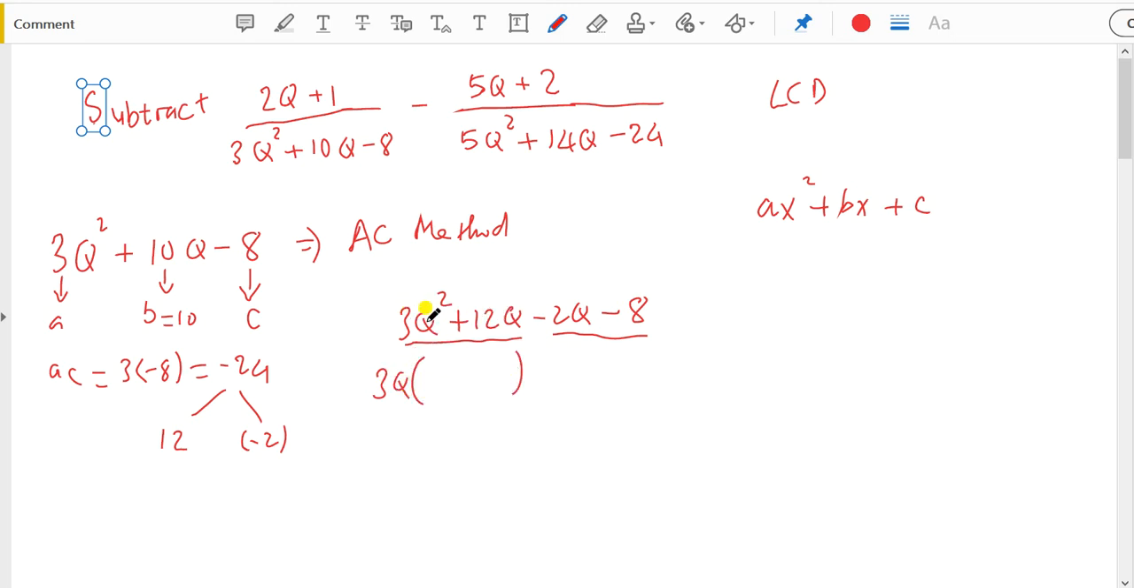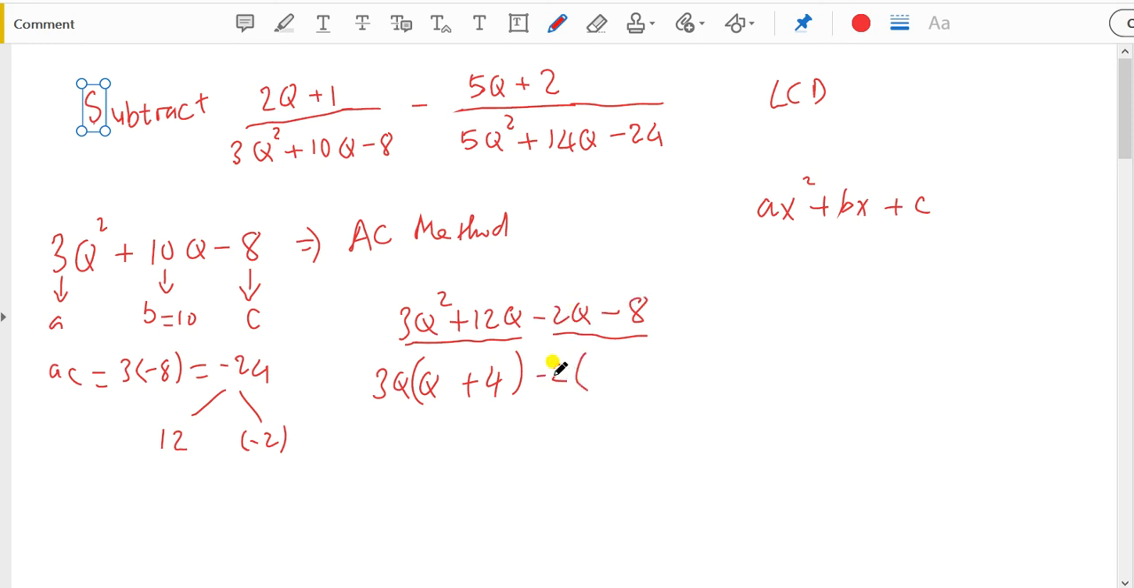So if I pull out 3q, I only have q left here for the first term, because 3q times q is 3q squared. Now 12q divided by 3q gives me 4, because when I multiply these two back, I get 12q. For the last two terms, I only see that minus 2 is the common factor, so I can pull out minus 2.